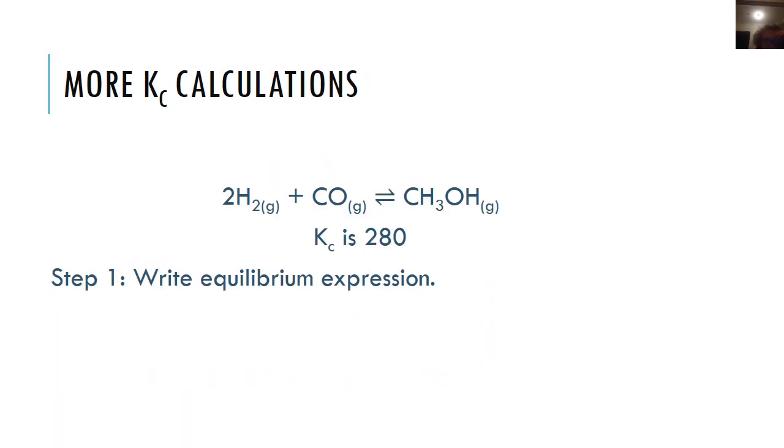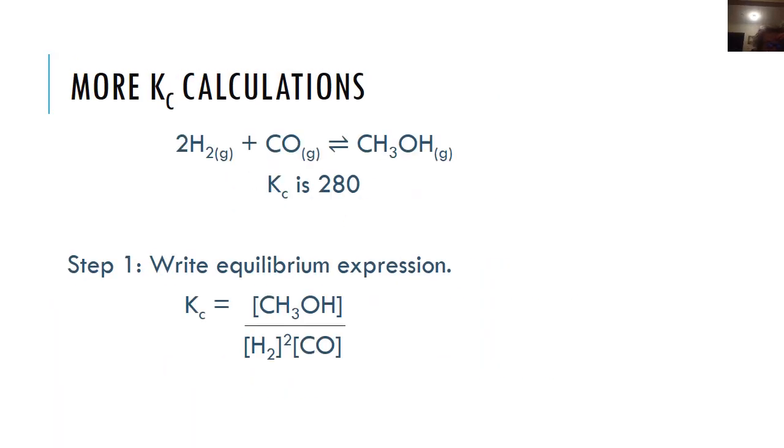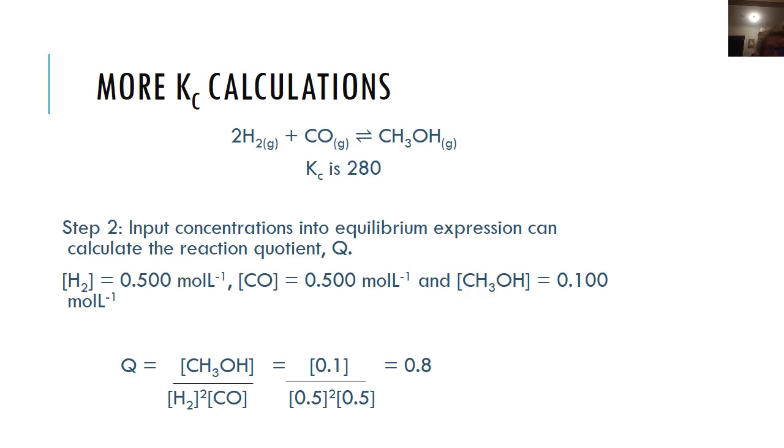So first step we need to do is write the equilibrium expression. Done. Next step is to put the numbers in and solve for it. So here are the concentrations put inside the equation. Again, make sure we've got these in brackets and they're multiplying together. And if I do that, I get out 0.8.